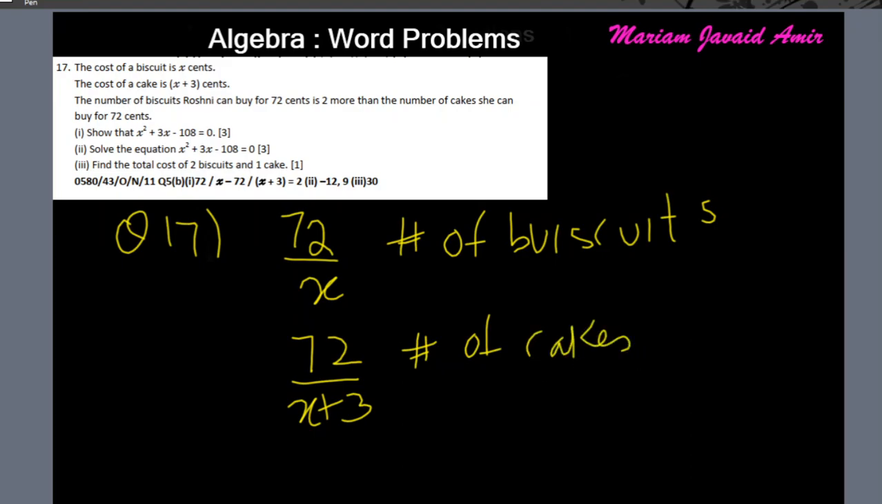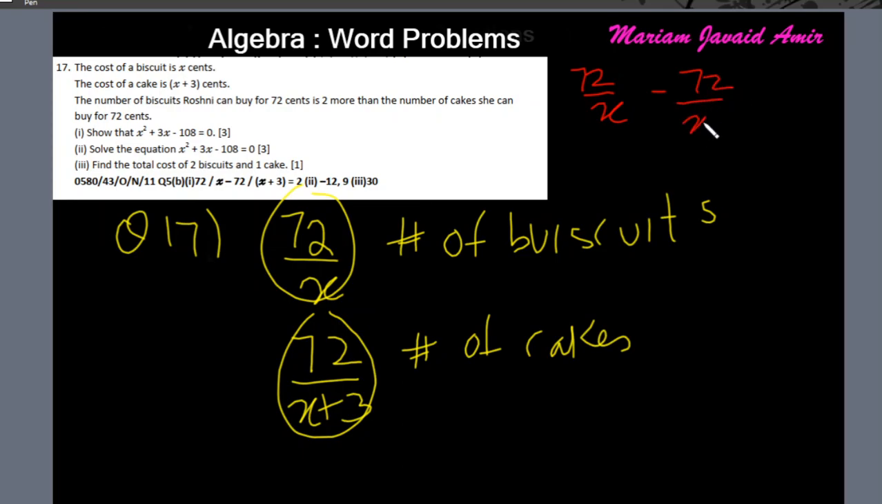So 2 more, so this number is 2 more than this number. To form the equation, we'll write 72 over X minus 72 over X plus 3 equals 2. Next we'll take LCM, cross multiply, etc., and you should get this equation. So in part 2 we have to solve this equation, so I'll just jump to that.